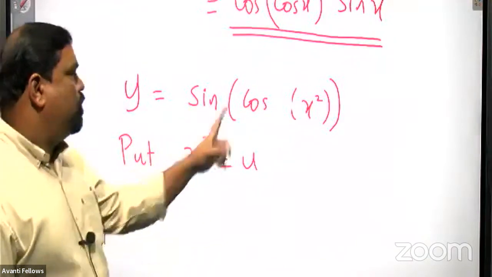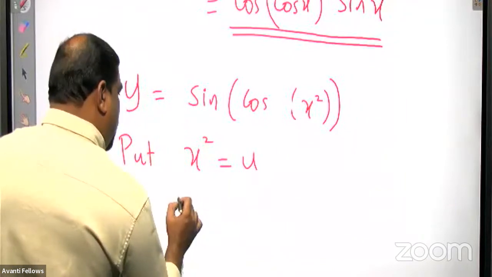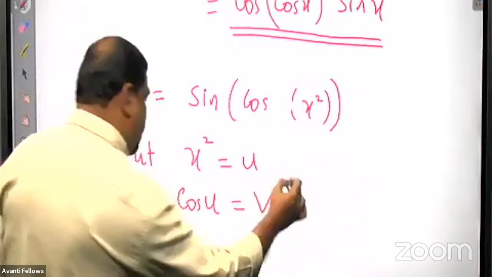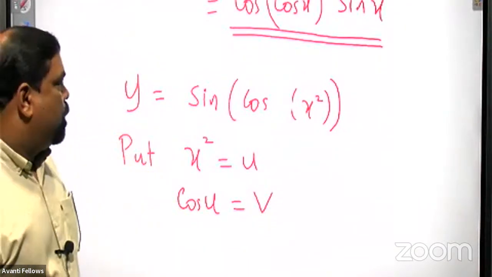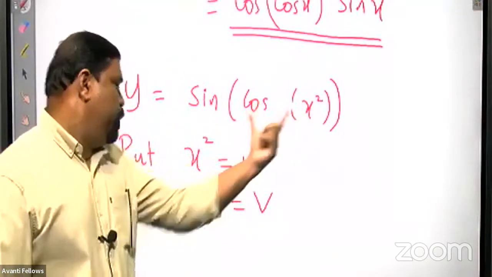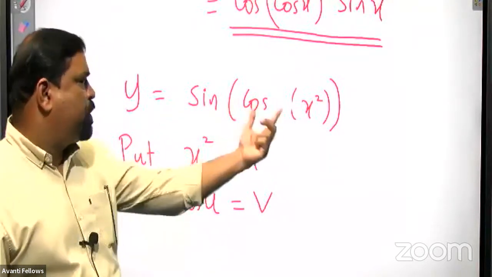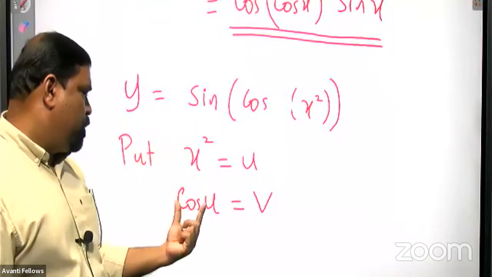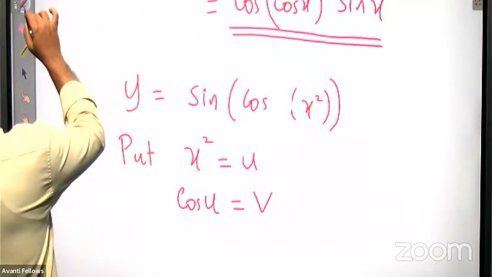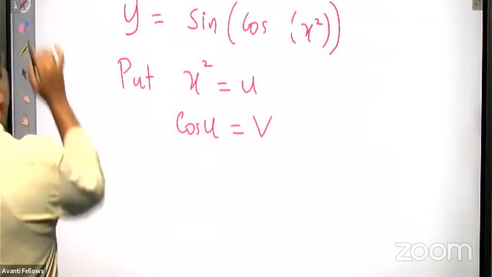Okay, sine of cos of u. Again, the cos u, we can put some another name, say v. If I put x square equal to u, this becomes sine of cos u, and cos u I have taken as v. Then it becomes sine of v. Cos of u means cos of x square, and cos of u equal v also. So sine of v. So our actual original function reduces to what?